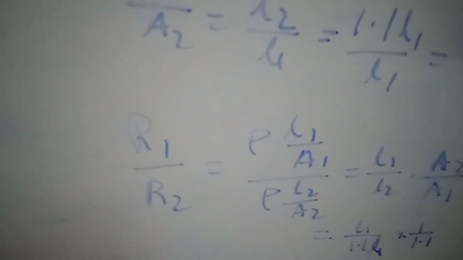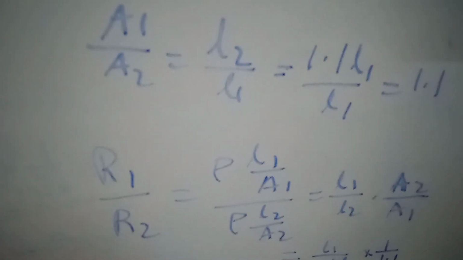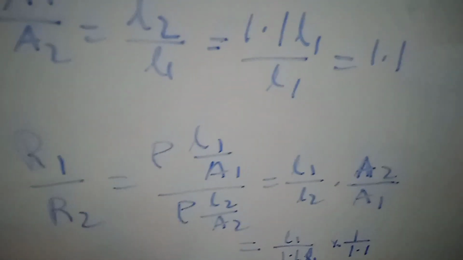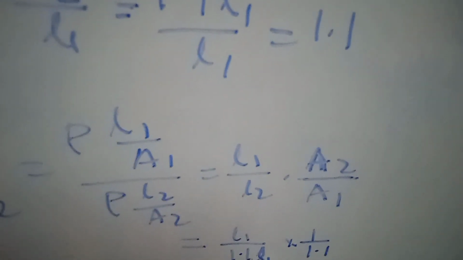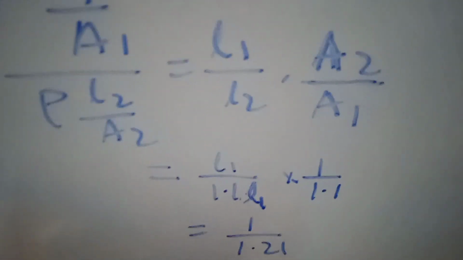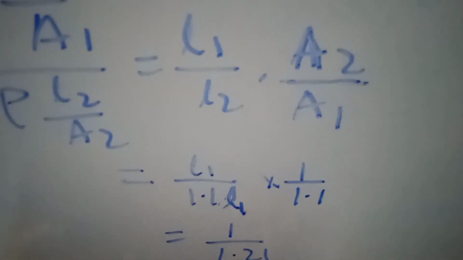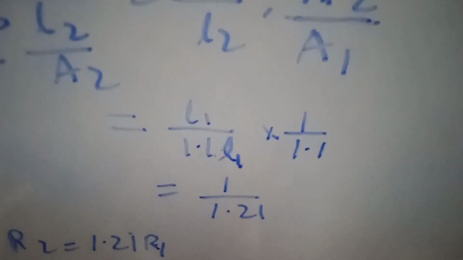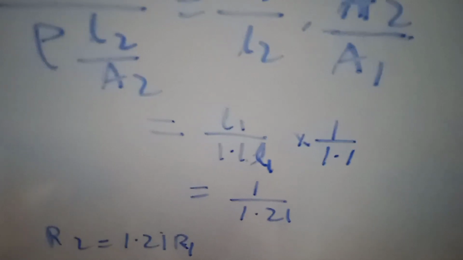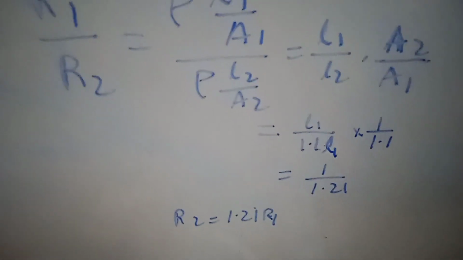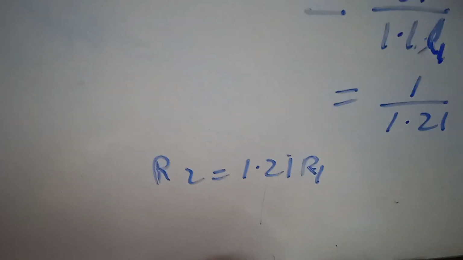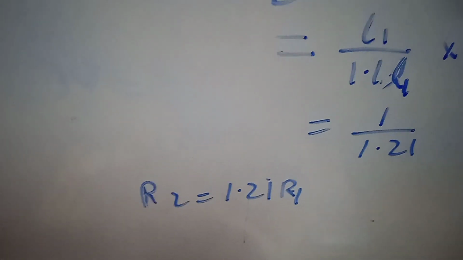Now we know R1 by R2 equals rho into L1 by A1 divided by rho into L2 by A2. So it is equal to L1 by L2 into A2 by A1. L2 is 1.1 L1, so L1 gets cancelled, giving 1 by 1.21 because 1.1 squared is 1.21. So R1 by R2 equals 1 by 1.21, so R2 equals 1.21 R1.